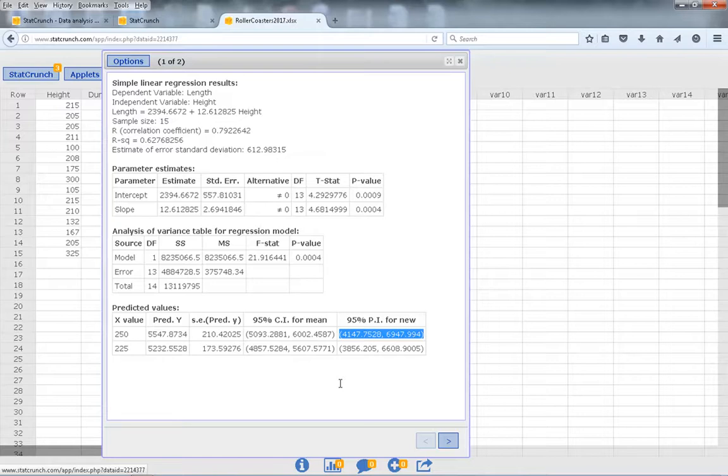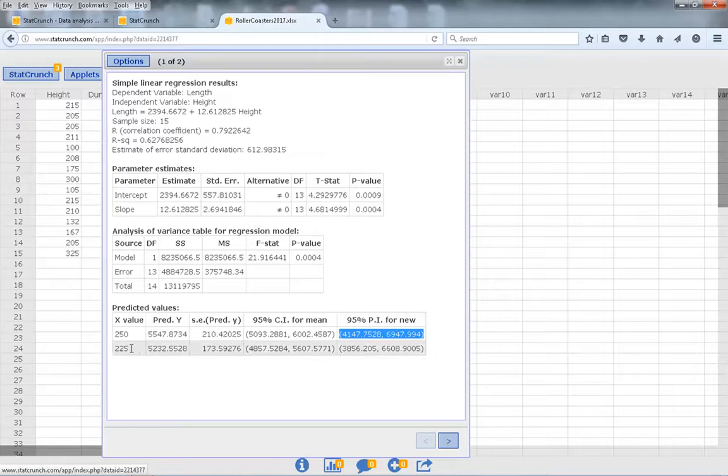4,147.75 to 6,947.99. So I'll round off to 2 digits after the decimal point. So then my summary sentence might say, I'm 95% confident that for one roller coaster, which has a hill of 250 feet, so I've got that x value, I would estimate the total length of track is somewhere between 4,147.75 feet and 6,947.99 feet.